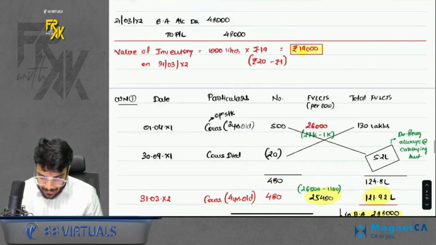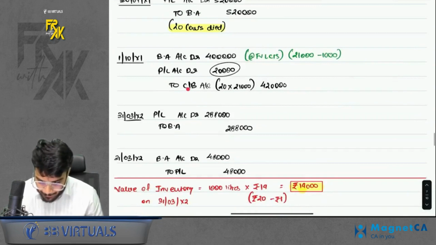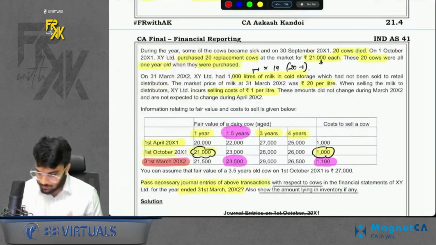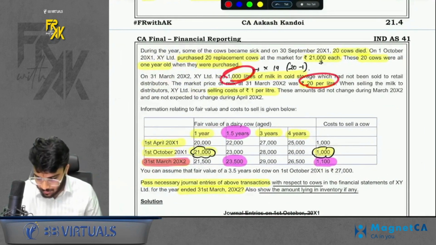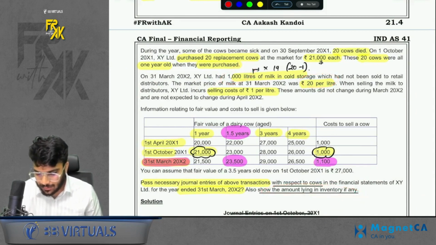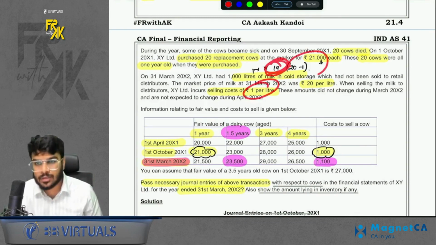So when you pass the entry, you will clearly say that how much did I pay? I paid 4 lakh 20. But at what value will I record? 4 lakh. Difference 20,000 profit and loss. Then you have milk also. For milk only the amount was asked. So 1,000 liters of milk. 19 is the net value because 20 is selling price, 1 rupee selling cost. At 19 you will show it.